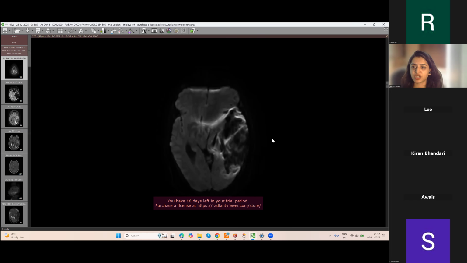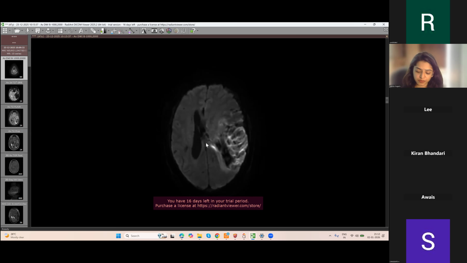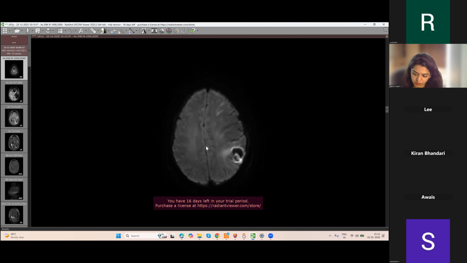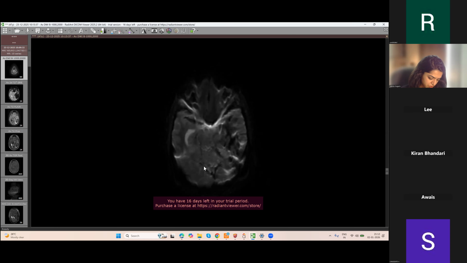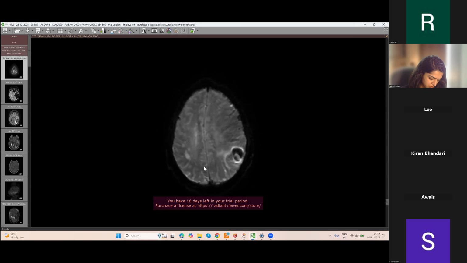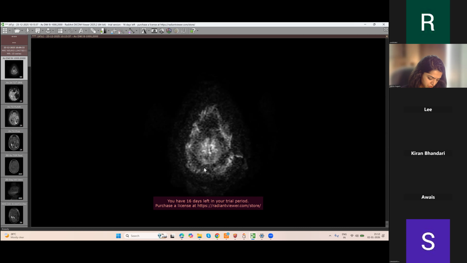Yeah, this patient comes with a severe headache. So these are MR images of a patient presented with a severe headache, and this is a diffusion weighted image of a patient presenting with severe headache.